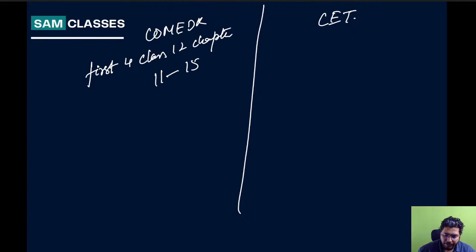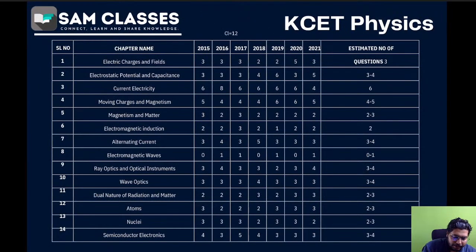For the next part, the CET. Electric charges and fields 3, 3, 3, 2, 2, 5, 3. So what you can see? Average 3 minimum. First chapter, average 3. Potential and capacitance 3, 3, 3, 4, 6, 3, 5. Minimum 3, maximum it can go to 6. Third topic, current 6, 8, 6, 6, 6, 6, 4. So minimum 4 to 6. What you can see? Minimum 4 to 6, 3 to 6, or 2 to 5. Moving charges and magnetism 5, 4, 4, 4, 6, 6, 5. So minimum 4 to 6.